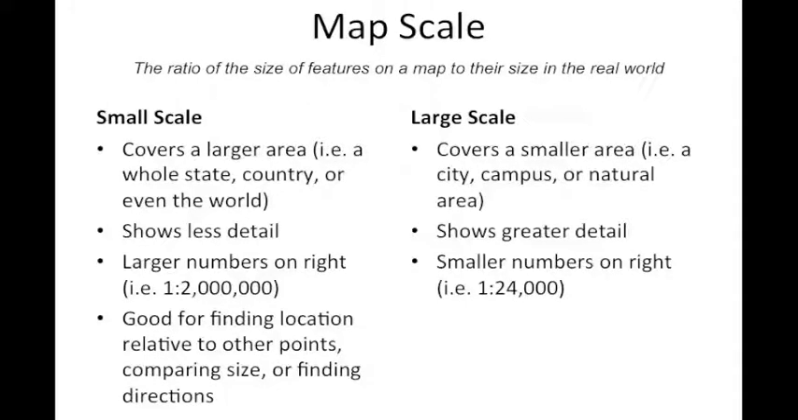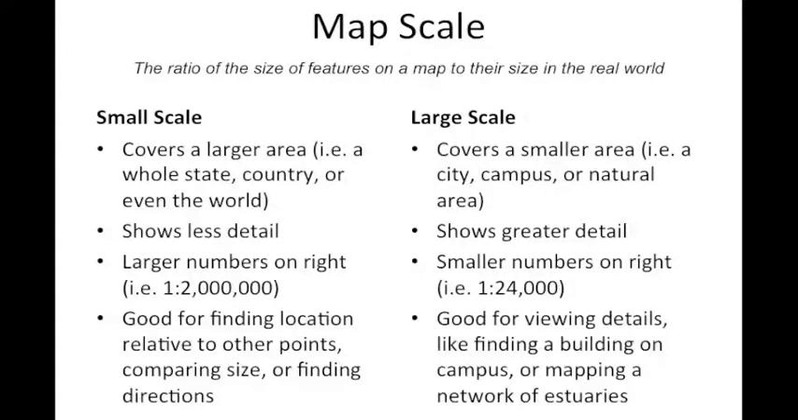And then just some advantages of each. Small scale is good for finding location relative to other points. For example, if you're traveling from one city to another and needed a bigger map of several states, versus a large scale map, maybe if you were trying to find a building on campus, you would need something zoomed in pretty close because you're trying to figure out where the walking trails are.